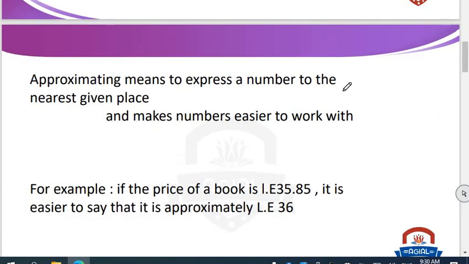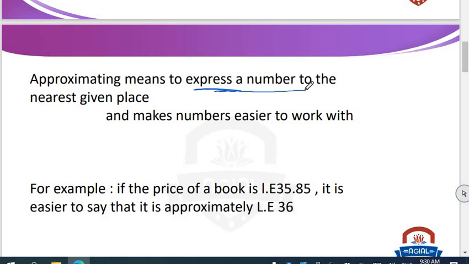At first, what is the meaning of approximation? Approximating means to express a number to the nearest given place. And why do we approximate? Because approximating makes numbers easier to work with. What is the meaning of it?